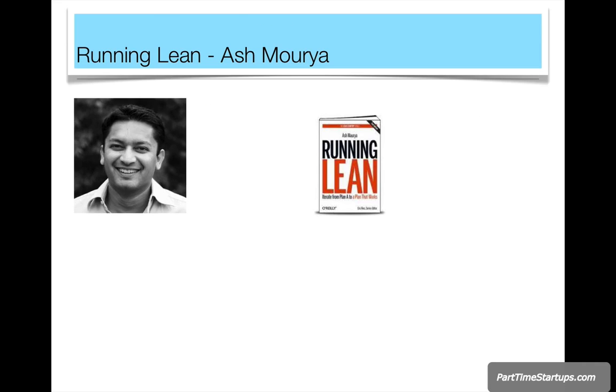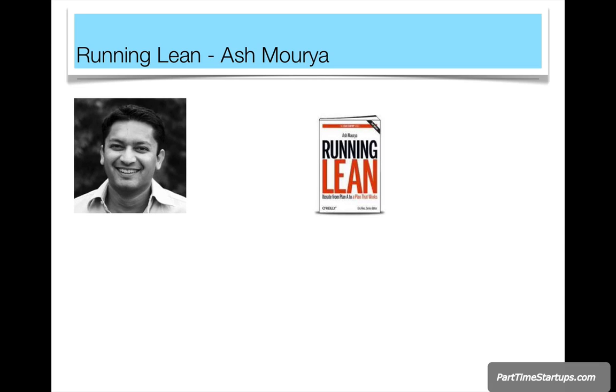Okay, so here I want to talk about Ash Maurya. He wrote a book called Running Lean. This book is basically a combination of whatever we discussed so far from Steve Blank and Eric Ries, and Alex, who invented the business model canvas. So he took the best of all these three guys and wrote it in this book. I'm not saying you should read this book, but if you have to read one book about the lean startup, this will be a good one.